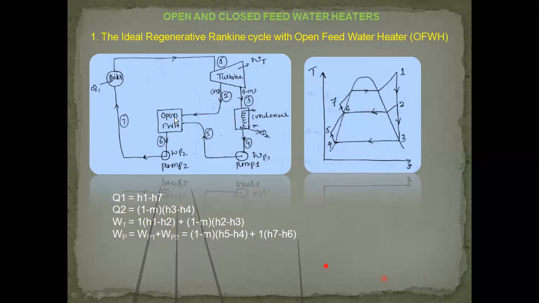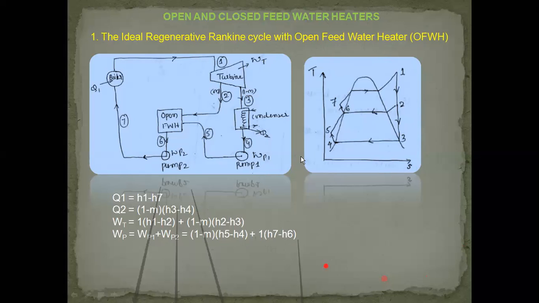Pump work for the second: when both get mixed over here, this is 1 minus M, this is plus M, so what comes out at 6 is 1. So 1 into the change in enthalpy, H7 minus H6. So thus it is written, and as usual you can write an expression for the efficiency as WT minus WP divided by Q1. So this is all about the open feed water heater. The name is given because both these streams get mixed up. So that is why it is called an open feed water heater.